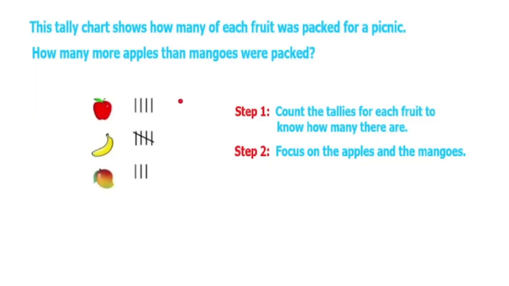So let's see how many apples there are. Let's do that first step now, okay? So let's count the number of tallies for the apples. 1, 2, 3, 4. So there's 4 apples. So let's put 4 here.